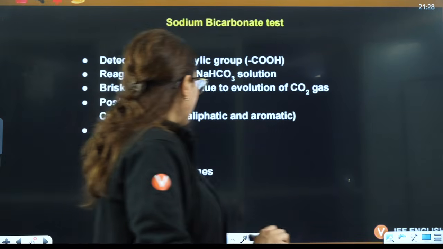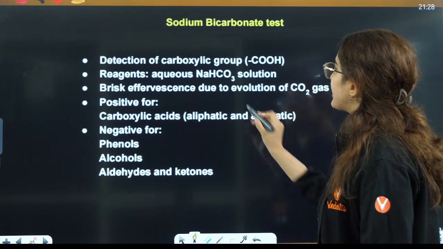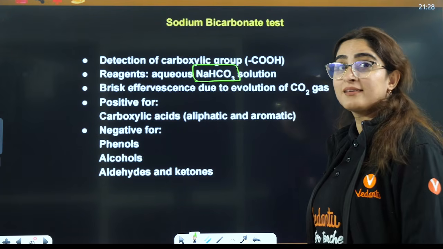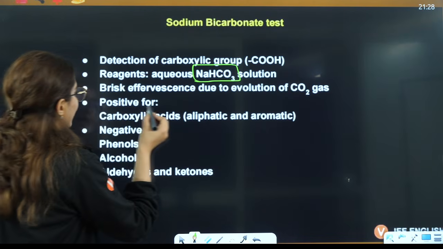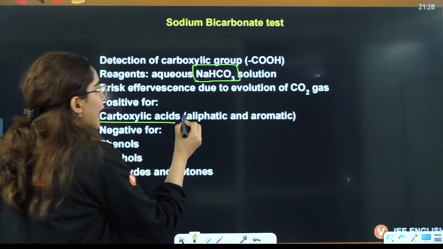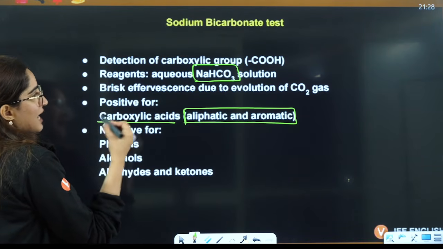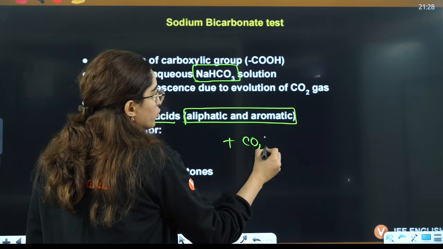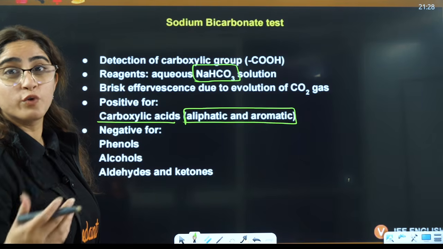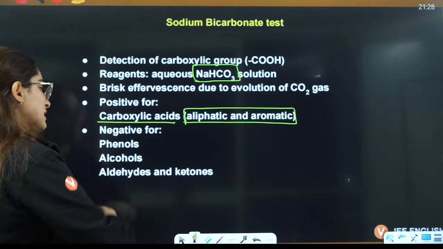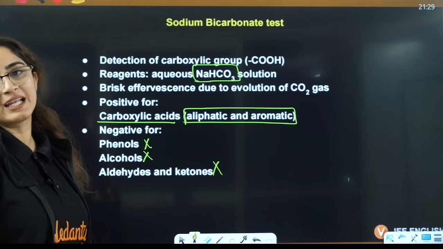Then next is the sodium bicarbonate test, which detects carboxylic acid. The reagent is NaHCO3, which easily reacts with carboxylic acid. Even if the carboxylic acid is aliphatic or aromatic, they give this test and release CO2. The liberation of CO2 detects whether a carboxylic acid was present. It is not given by phenols, alcohols, aldehydes or ketones, right?